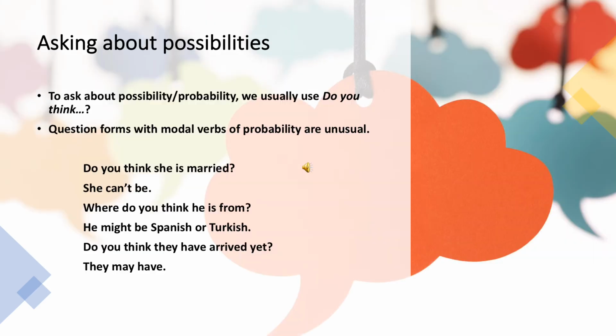Asking about possibilities. To ask about possibility, we usually use do you think. Question forms with modal verbs of possibility are unusual. For example, do you think she is married? She can't be. Where do you think he's from? He might be Spanish or Turkish. Do you think they have arrived yet? They may have.